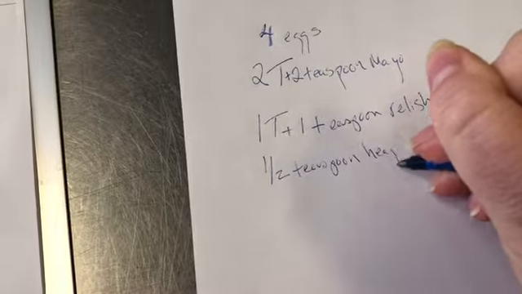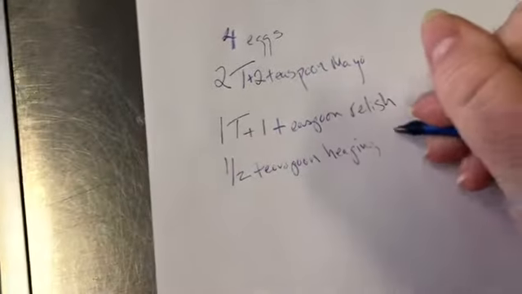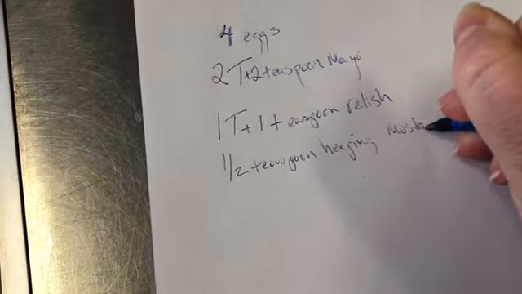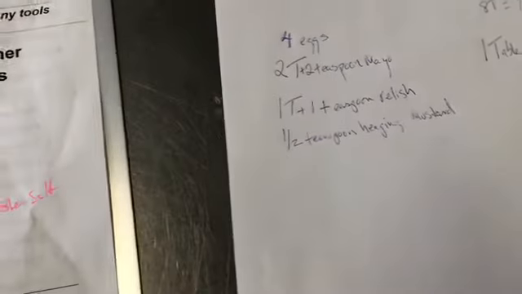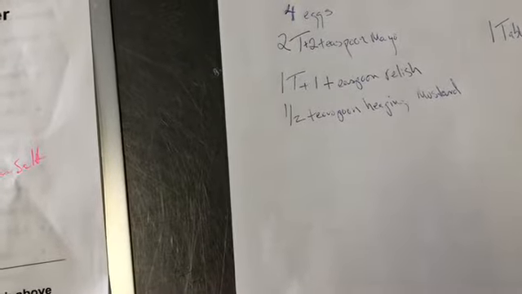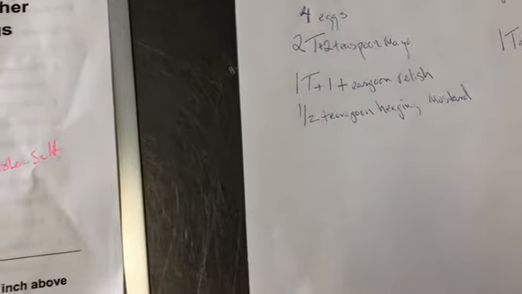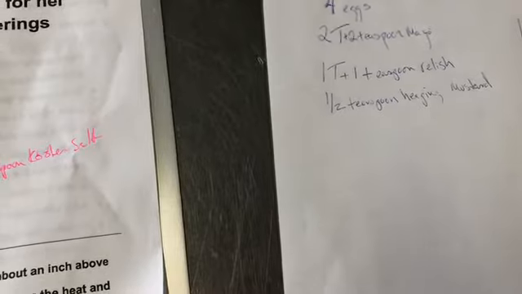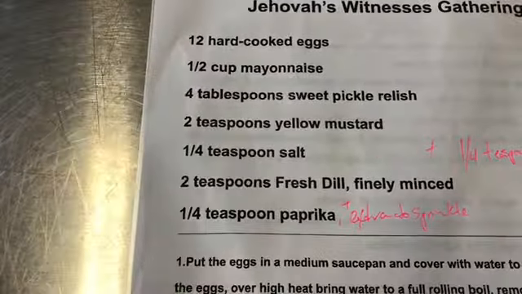Scant means a little less. Heaping means a little more. So we're gonna do a little heaping 1/2 teaspoon, a little more of mustard. And for a 1/4 teaspoon of salt divided by 3, I'm just gonna put a pinch of salt.